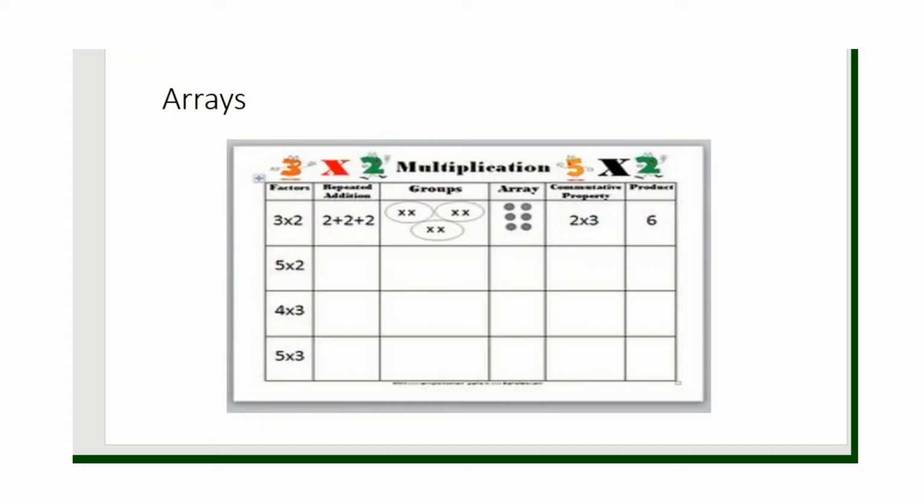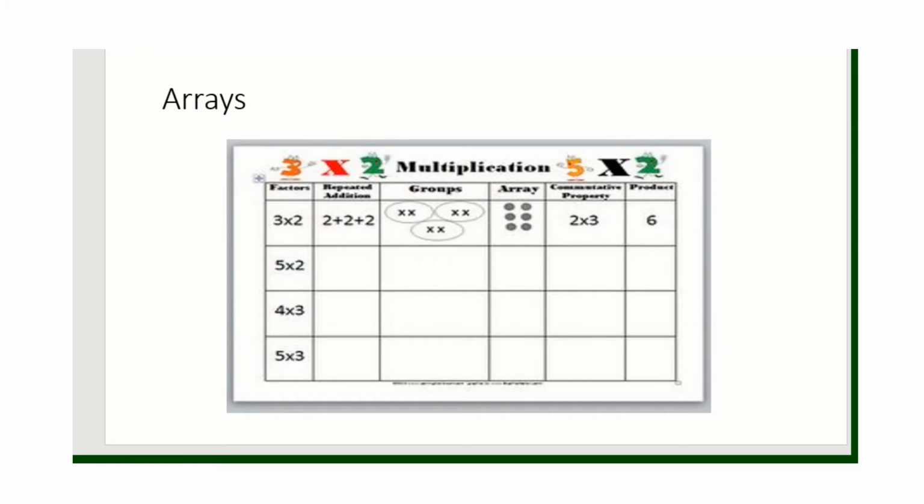Now then, let's have a look at this. Look, the first one's done, so the factor, 3 times 2. So we know as a repeated addition, it would be 2 add 2 add 2, because it's 3 lots of 2. And you can see there's 3 groups of 2, and as the array, 3 rows of 2. But we can also do it the other way, which is called the commutative property, 2 lots of 3. But the answer, which is called product, is 6.